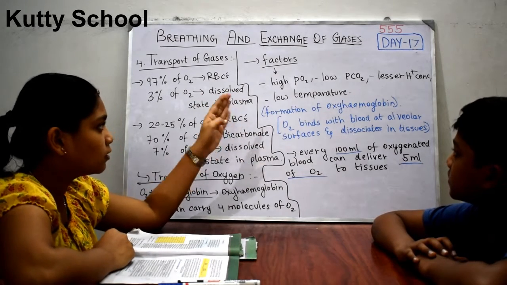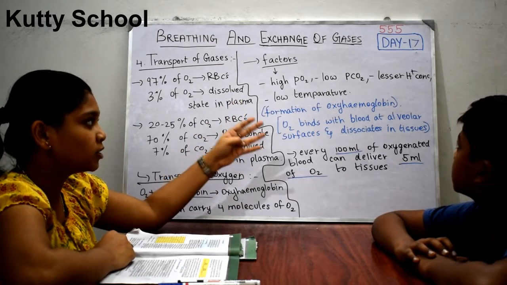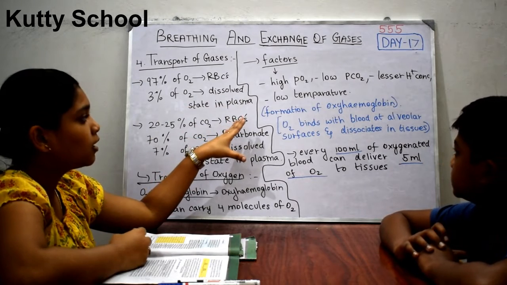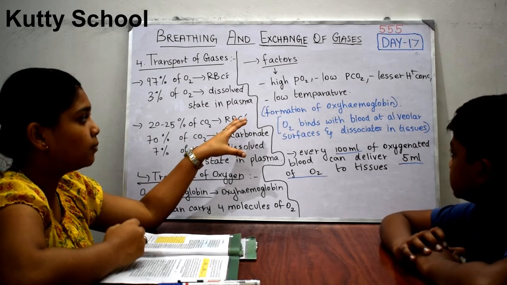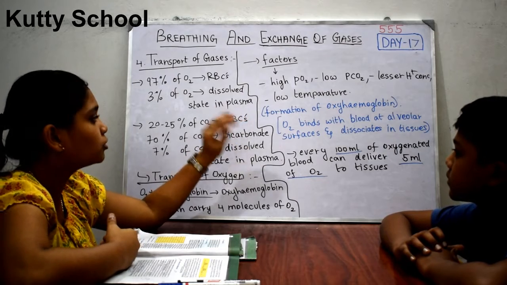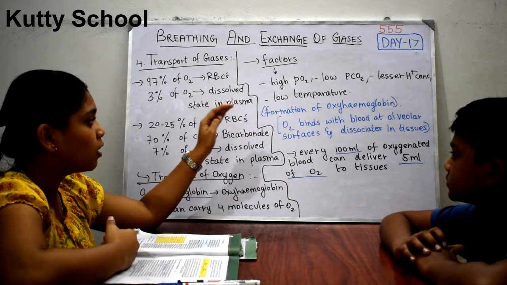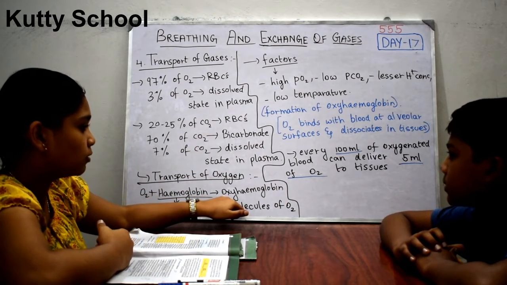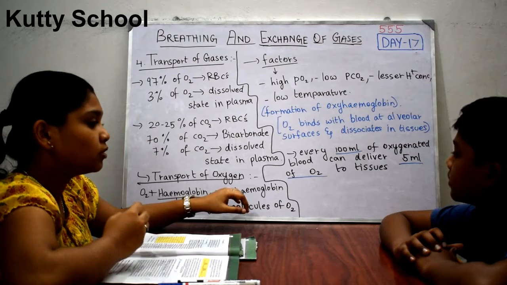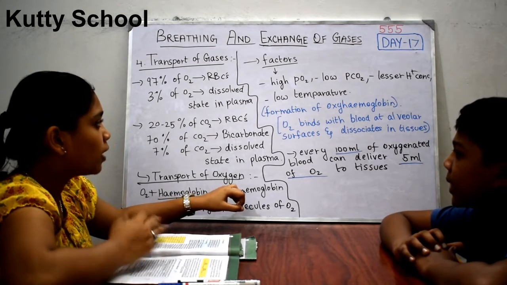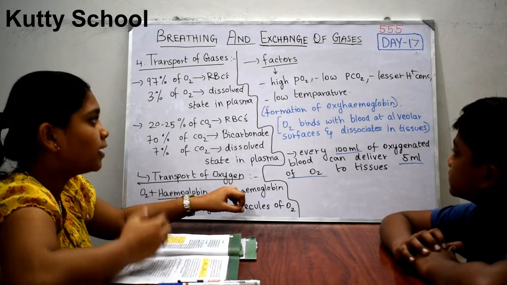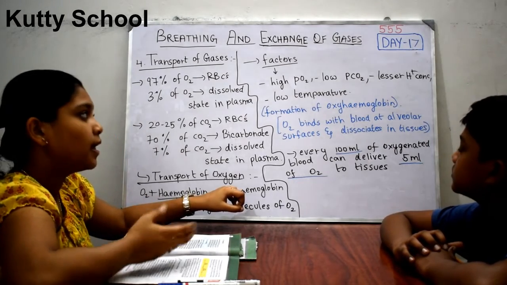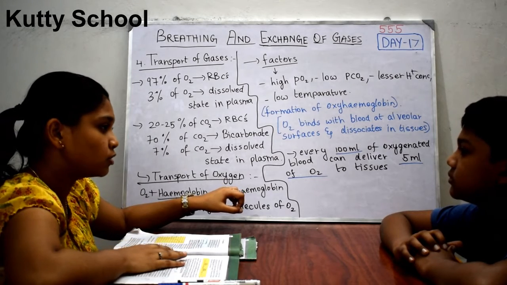So these 4, PO2, PCO2, H+ concentration and temperature, are the general factors. We are going to see which factors help in the formation of oxyhemoglobin, that is, oxygen combined with hemoglobin. Here the oxygen concentration should be high, so high PO2, partial pressure of oxygen, and low PCO2, which means less carbon dioxide concentration, lesser H+ concentration and low temperature.